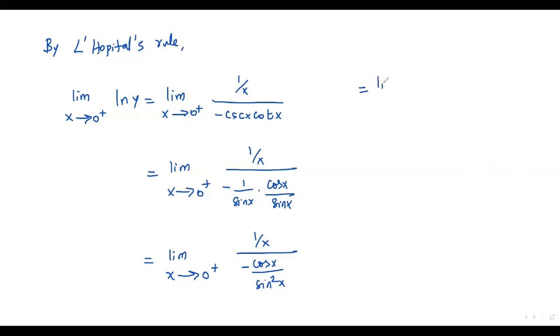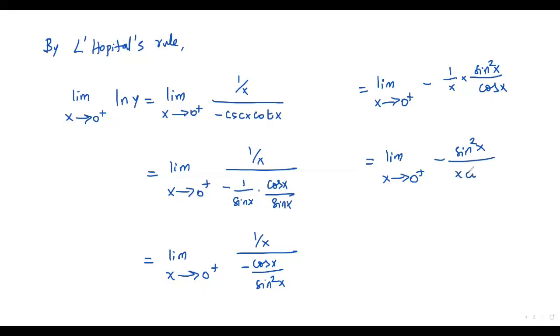Okay, so the next step, limit x tends to 0 plus, we can write the negative over here. So negative, and we can write the numerator 1 over x as it is, and we can change this division as multiplication and take the reciprocal of this one. Then I'll be getting sin square x over cosine x. So I'm getting limit x tends to 0 plus negative 1 times sin square x is sin square x over x times cosine x. Okay, that's all the simplification we can do.